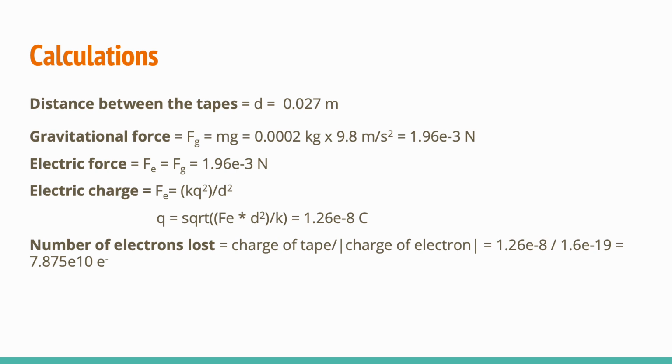The gravitational force, mg, is equal to 1.96 times 10 to the power negative 3 newtons. The electric force is equal to the gravitational force, as the acceleration on the tapes is 0, so that's the same as the magnitude of the gravitational force. And the electric charge was found to be 1.26 times 10 to the power negative 8 coulomb, and the number of electrons lost is the charge of the tape divided by the absolute value of the charge of an electron, which is 7.875 times 10 to the power 10 electrons.